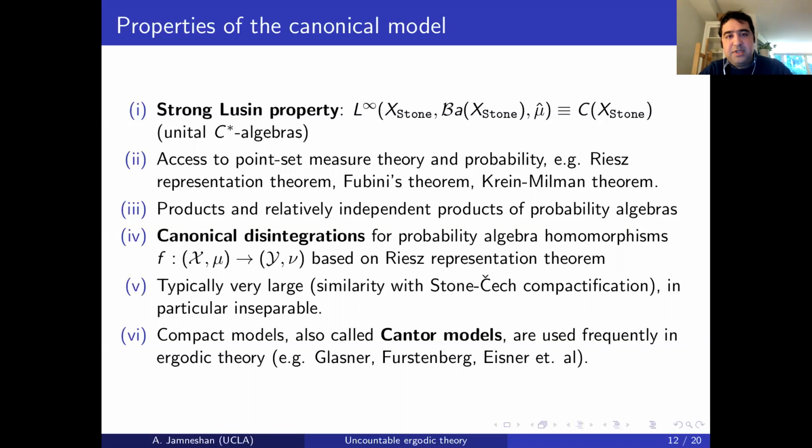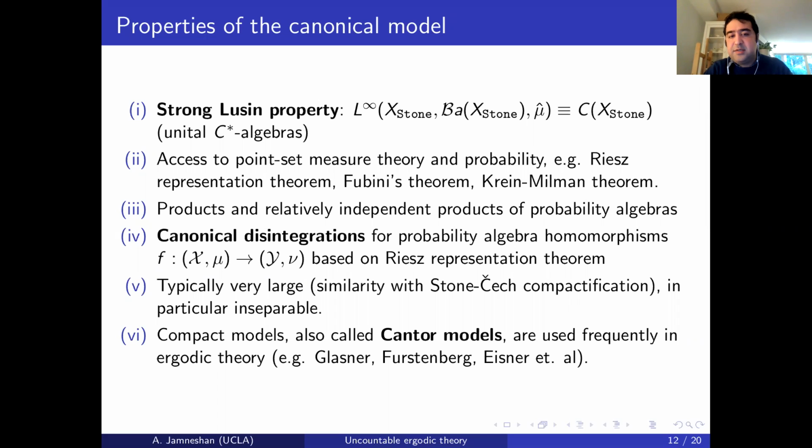Another nice property about this canonical model is that it allows us also to construct products. Suppose you start with two abstract probability algebras and you would like to construct the product measure. It is a priori not clear how to do that in a point-free way. But what we could do is pass to the Stone models, form the classical product measure, and then quotient out, and one can show that this procedure satisfies some universality property of products.